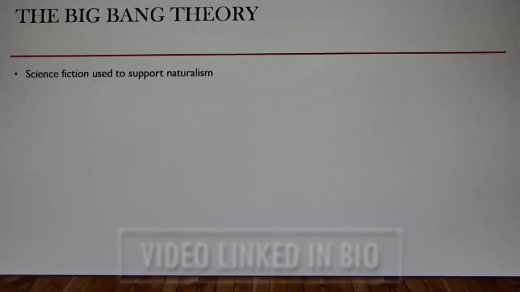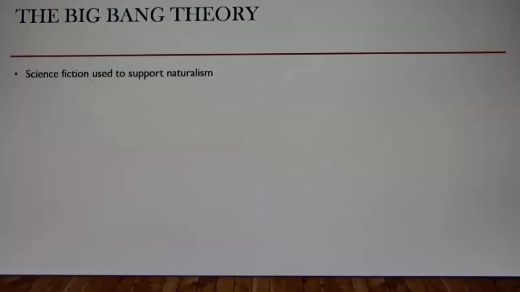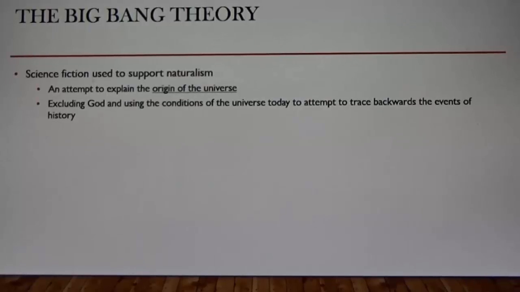The Big Bang Theory is ultimately science fiction used to support naturalism. It's just not true. It's unscientific. It's an attempt to explain the origin of the universe by excluding God and using the conditions of the universe as we know it today to trace the event backwards throughout history. We know the conditions of the universe today. We think that it must have come from a Big Bang because the universe is expanding today, so we're trying to trace it backwards from when it was smaller and smaller and smaller. So we're basically trying to fill this gigantic gap of time from when the universe supposedly was born to where we are today.